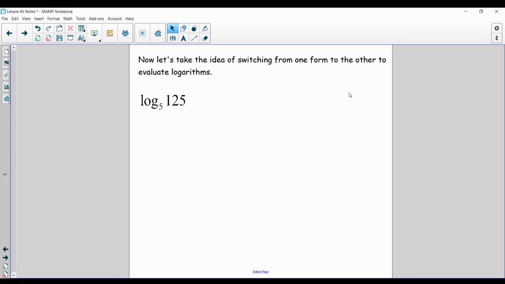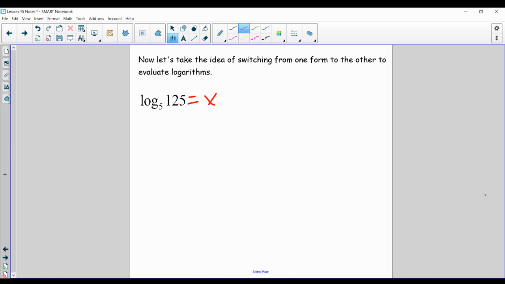Okay, so what we're going to do for today is to take this idea of switching from one form to the other to actually evaluate what this is. So we're going to take what we did at the end of chapter 6, and now what we know about logarithms, and combine those two ideas together. So when I have log base 5 of 25, I want to know what that thing equals. So I'm going to call it some variable. I'm just going to call it x.